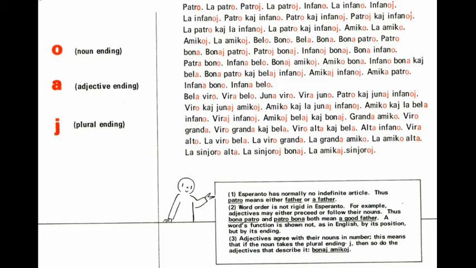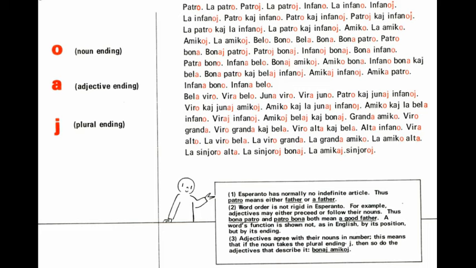Patro kai infano, father and child. Patro kai infanoi, father and children. Patroi kai infanoi, fathers and children. La patro kai la infanoi, the father and the children. La patro kai infanoi, the father and children. Amico, friend. La amico, the friend. Amicoi, friends. La amicoi, the friends.